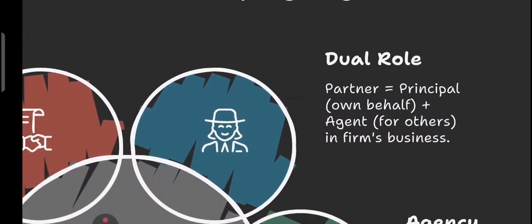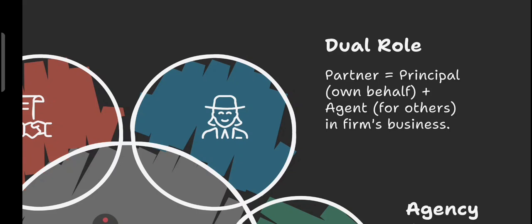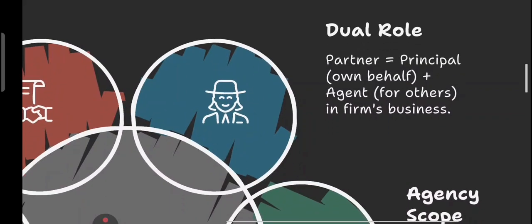Then we have dual role. So a partner plays a dual role. कौन सा dual role होता है? It plays the role as a principal, which means representing their own interest, and it plays the role as an agent, which means representing the firm's interest in its business dealing. So dual role. What is the meaning of dual role? The partner acts like a principal, which represents their own interest, and it also acts like an agent, which represents the firm's interest in its business dealing. So that is called the dual role.